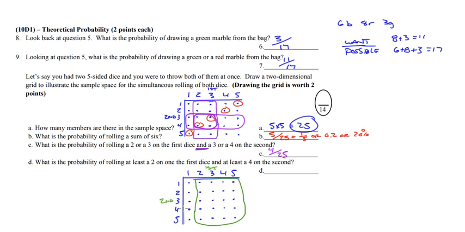And then at least a 4 on the second die. So at least a 4, it would be all of these here. Since it is an and, that means both of these have to happen. So that would be the intersection. So it would be these 8 out of 25.